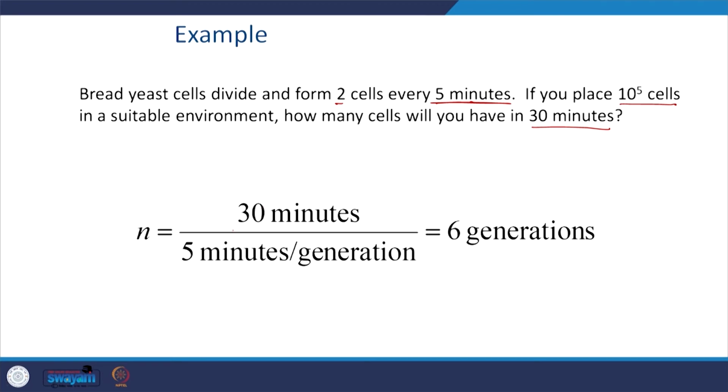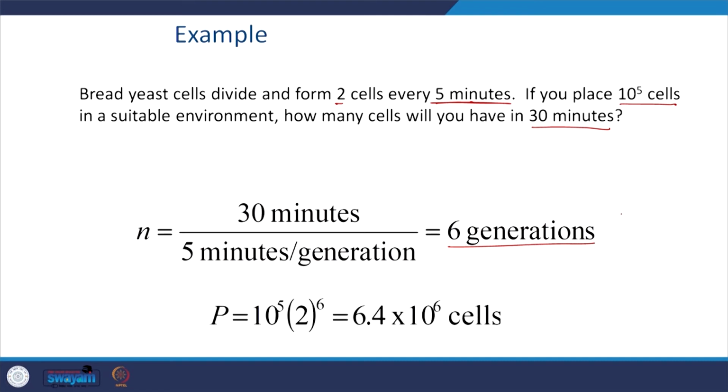So, 30 minutes by 5 minutes per generation is 6 generations. So, P is equal to 10 power 5, initial P naught, into 2 to the power of n, the number of generations. So, you see 10 power 5 ends up being 6.4 into 10 power 6 within 30 minutes. So, they grow a lot. The mass will not increase, but they grow a lot, it is the numbers that count, not the mass obviously. So, that is one aspect to note here.